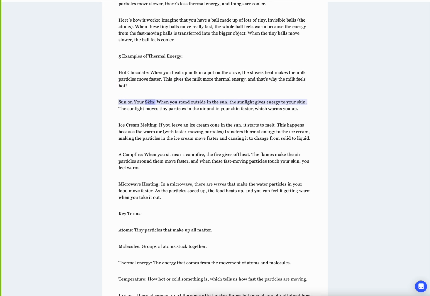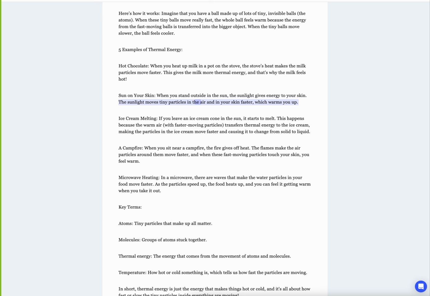Sun on your skin. When you stand outside, the sunlight gives energy to your skin. The sunlight moves tiny particles in the air and in your skin faster, which warms you up.